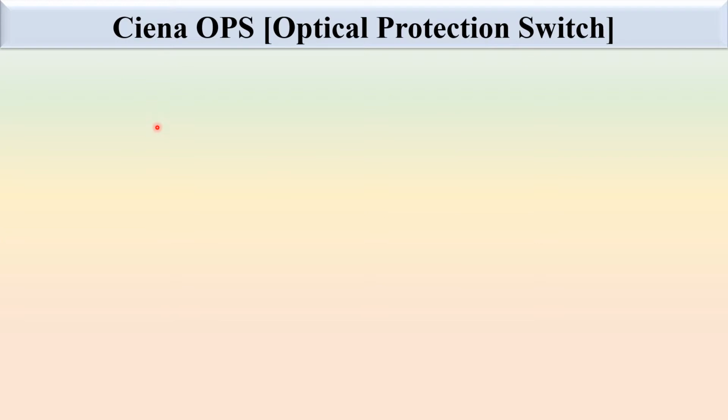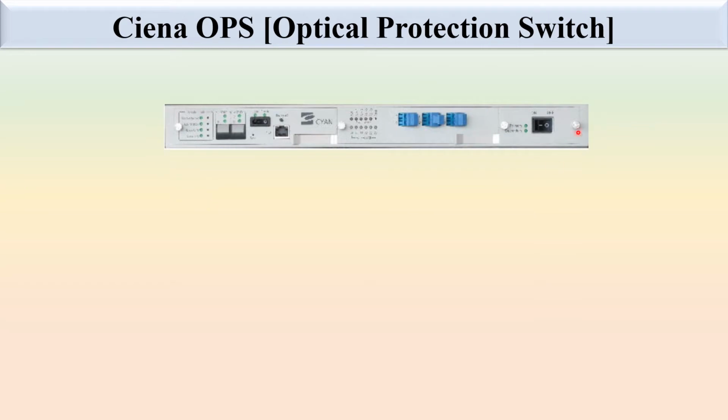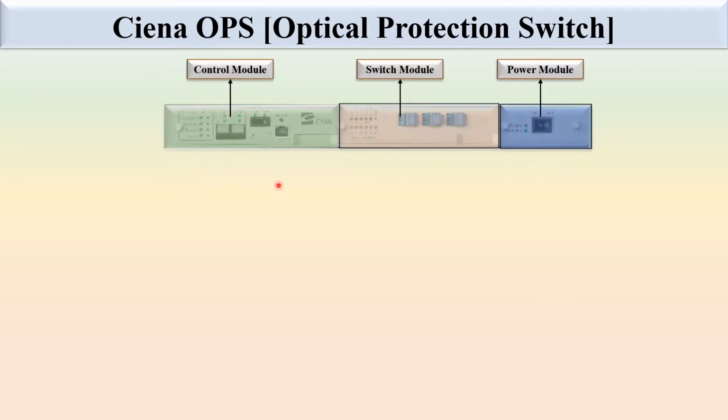Hello friends, today we will discuss about Ciena OPS optical protection switch. You can see here, this is the physical view of Ciena optical protection switch. So there are three parts. You can say there are three modules of Ciena OPS: control module, switch module and power module.